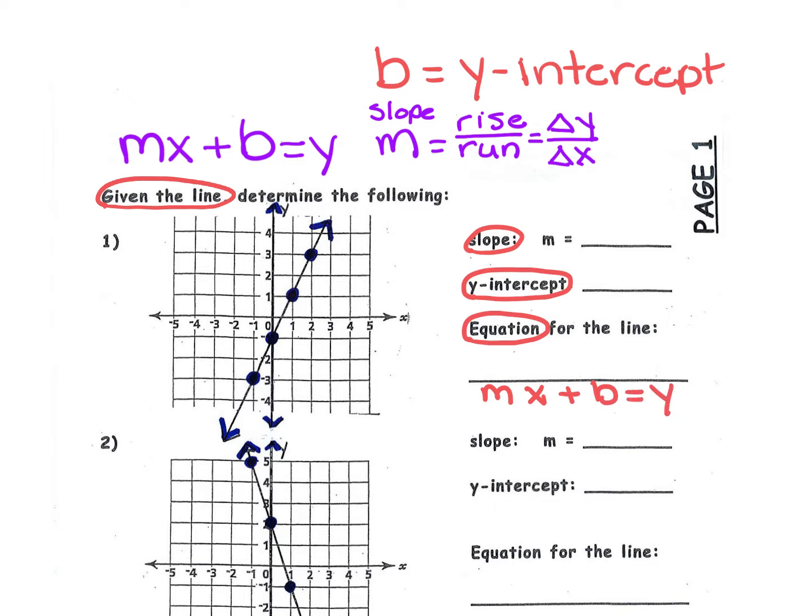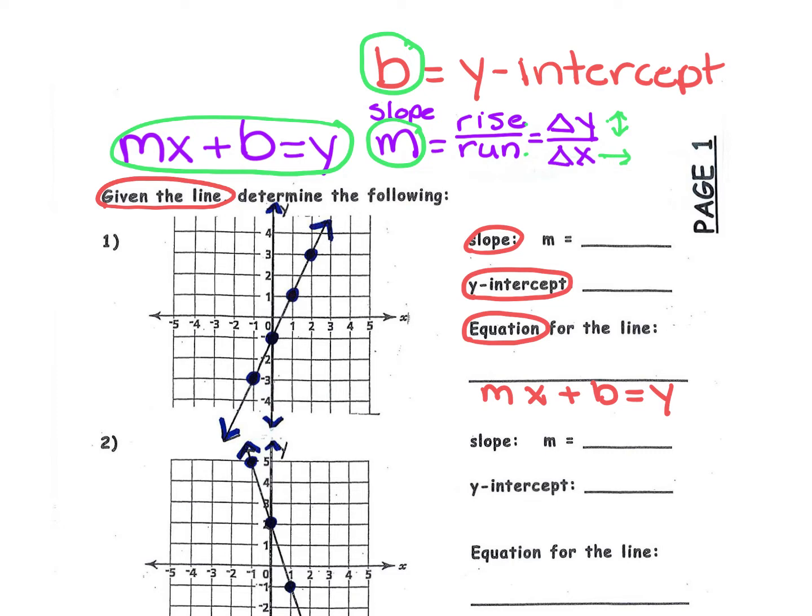So at the top of your page, you can info dump. At the top, you can write mx plus b equals y. We know the slope is the rise over the run, or delta y over delta x. Y controls the vertical movement, and x controls the horizontal movement. And of course, our b value is our intercept.